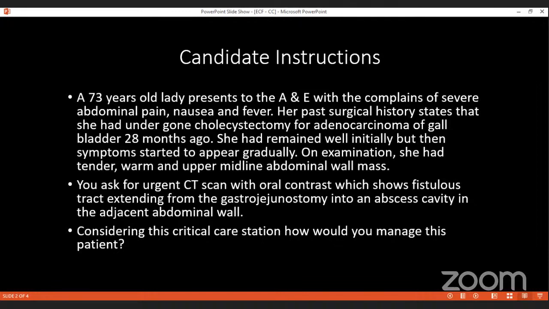Okay, can you please tell me what factors prevent spontaneous healing or closure of the fistula? There are two important things. First, distal obstruction, and second, infection and inflammation. So if you rule out these two things, the fistula can heal.